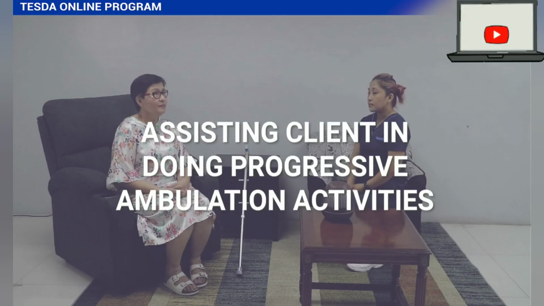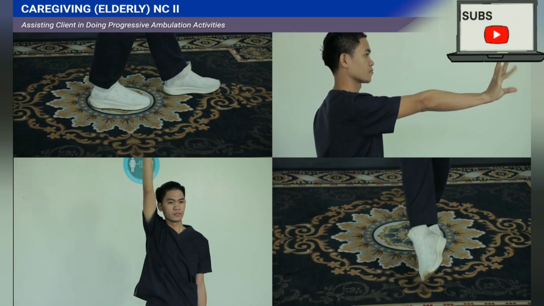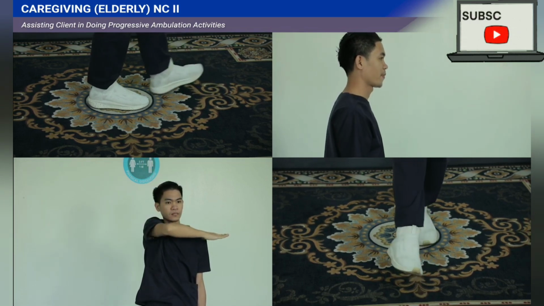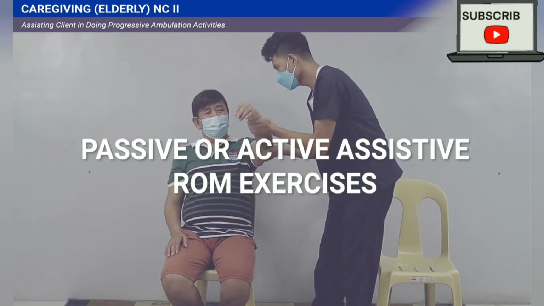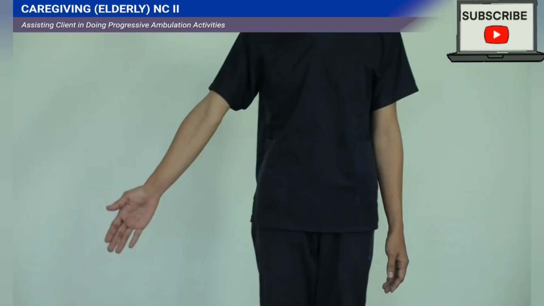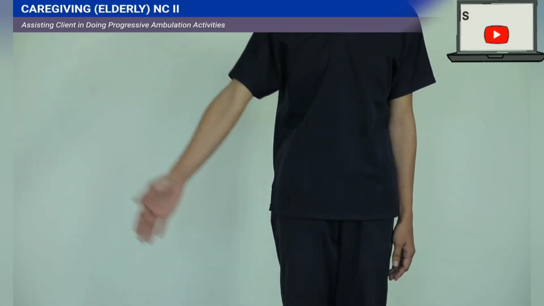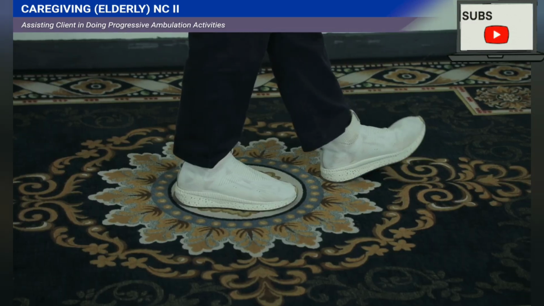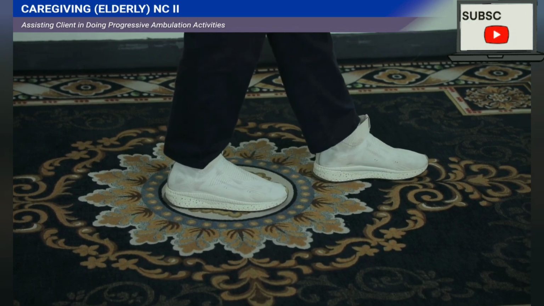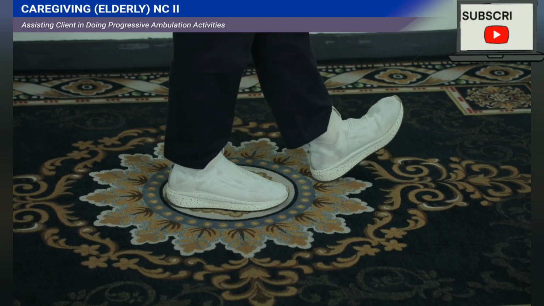assisting clients in doing progressive ambulation activities. Here are some activities that the clients may be asked to do to reacquire full mobility. Passive or active assistive ROM exercises. Range of motion or ROM exercises preserve the flexibility and mobility of the joints on which they are performed. These exercises also reduce stiffness and prevent the freezing of joints.